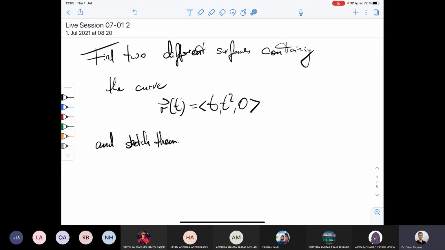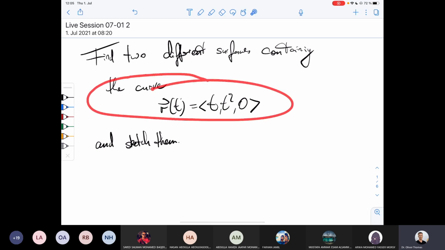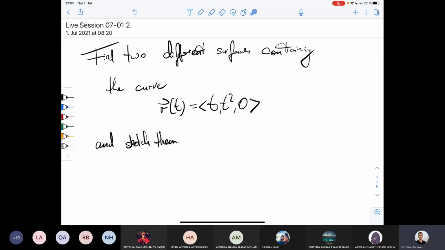Okay. Does anyone have any idea for one surface maybe that contains this curve? Any candidate? Okay, there's the first candidate. y is equal to x squared. Do we have a second candidate? A different surface maybe that also contains this curve.